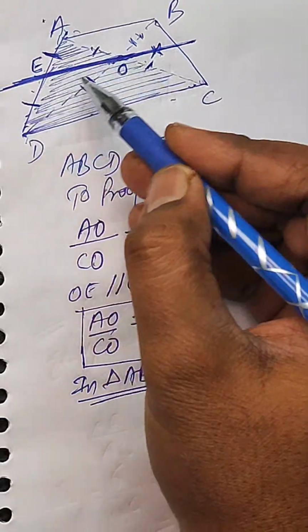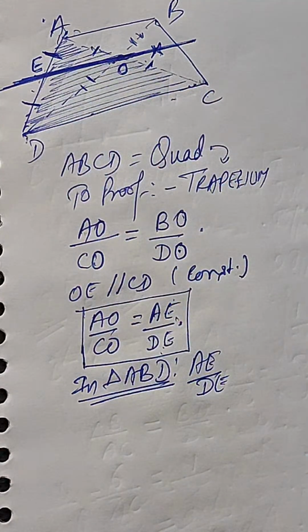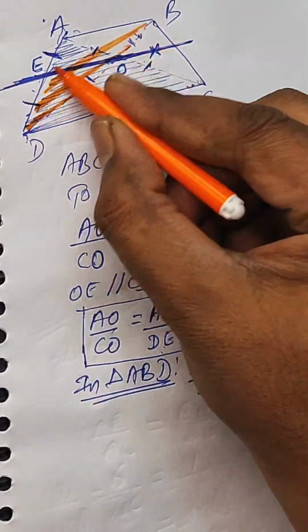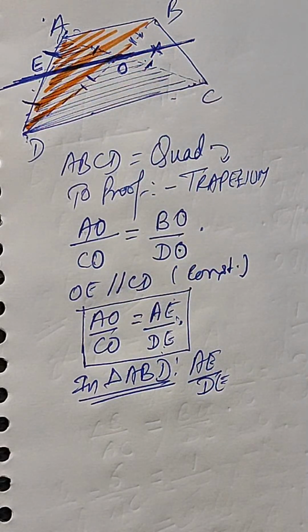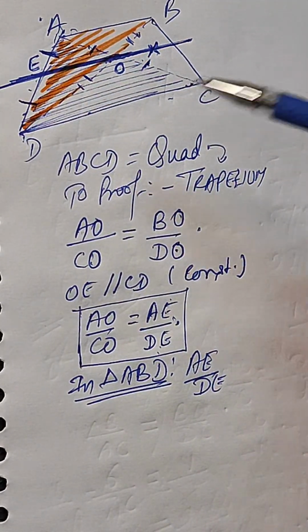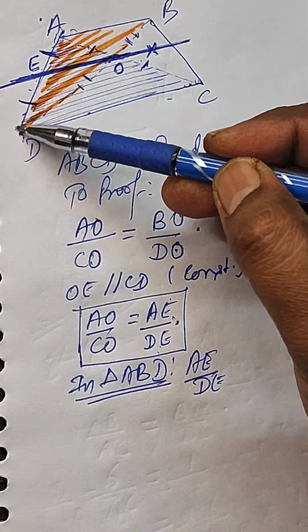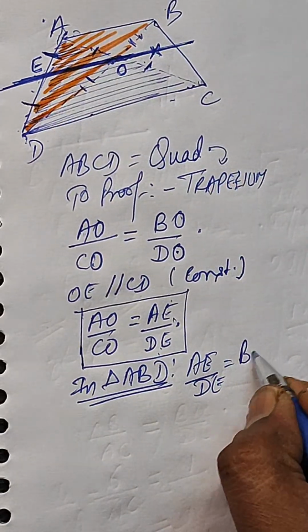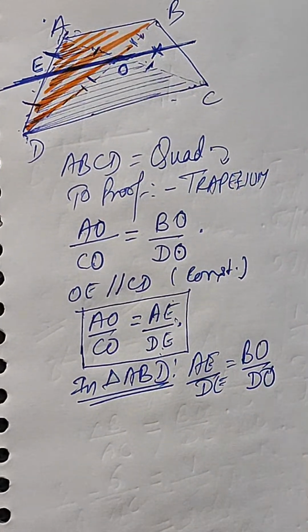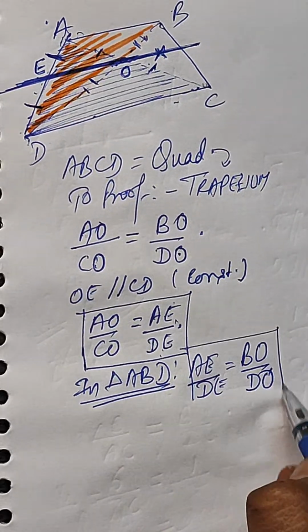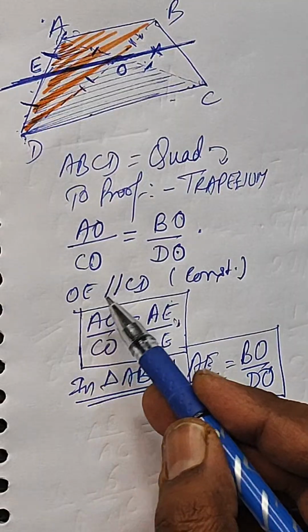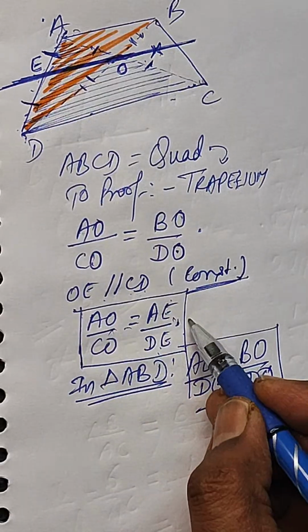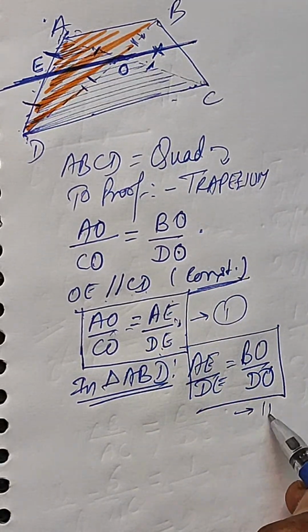This one, AE by DE, because for this triangle ABD, I'm considering this one. Into this triangle ABD, what will happen? This ratio AE by DE will be equal to BO by DO, isn't it? So if we consider OE parallel to CD, we did this construction, then this is proved. That is by equation 1 and equation 2.